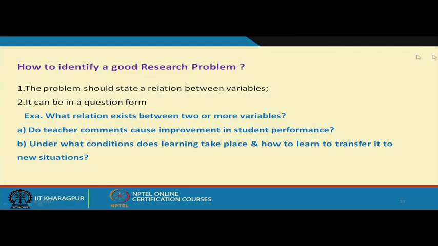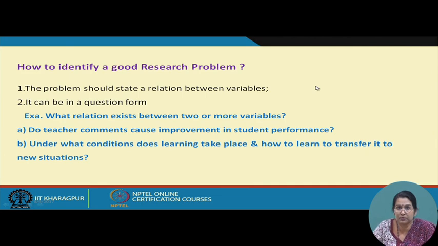Now the question is how to identify good research problems. This is the most challenging job. The problem should state a relationship between variables. These are the basic principles of formulating a research problem: the problem should state a relation between variables.